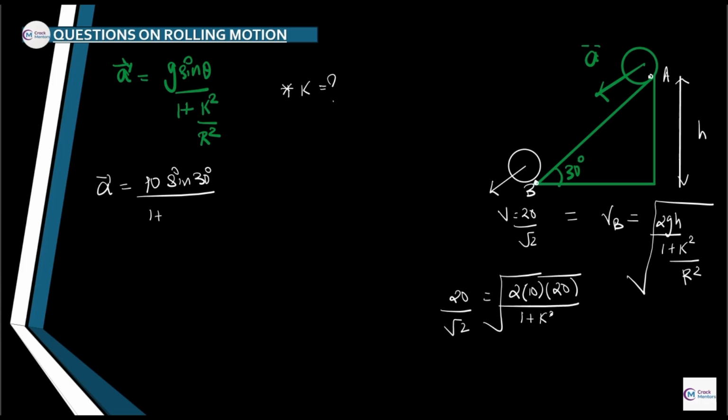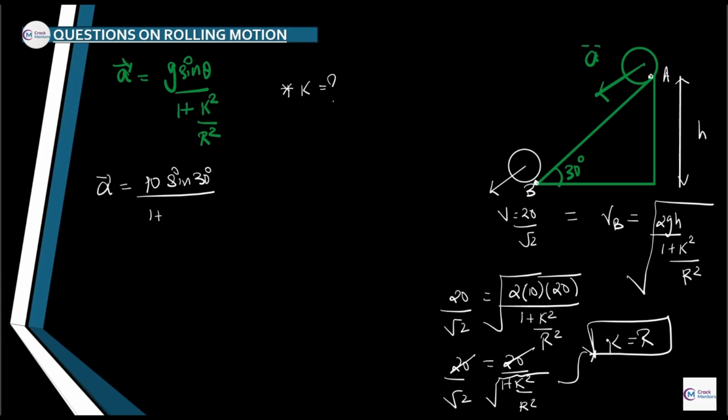As you can see, this is 400 and it is going to produce 20 as the value upon 1 plus k square upon r square, and under root 2 this whole thing. Okay, 20 to 20 is going to cancel out, and after equating both of them, k is going to be r. Means the body can be a ring and can be a hollow cylinder. Okay, I am assuming that you are getting my point.